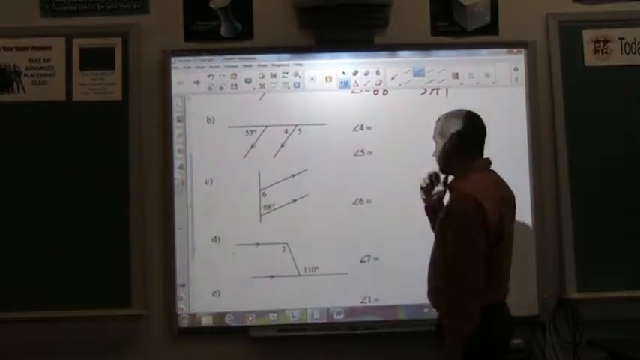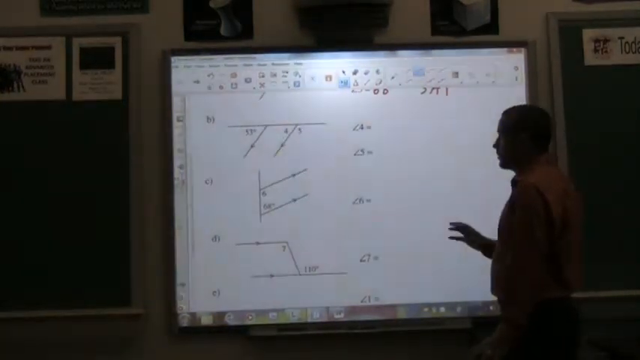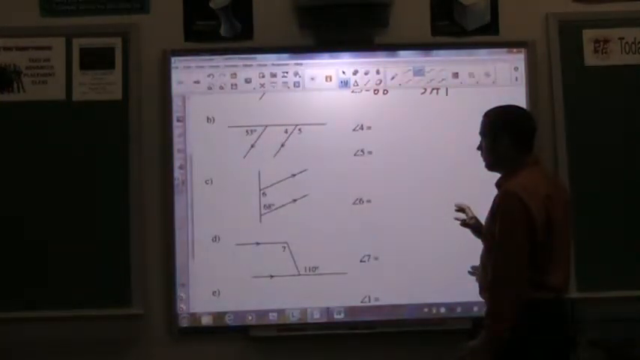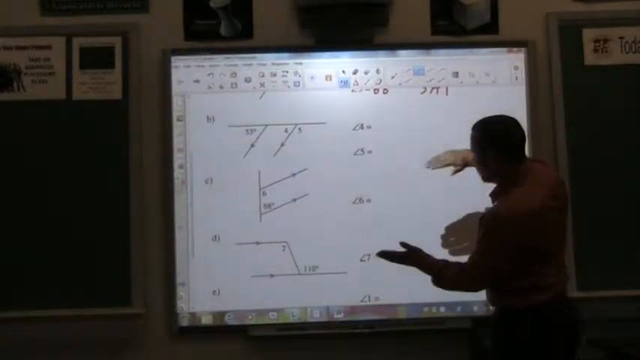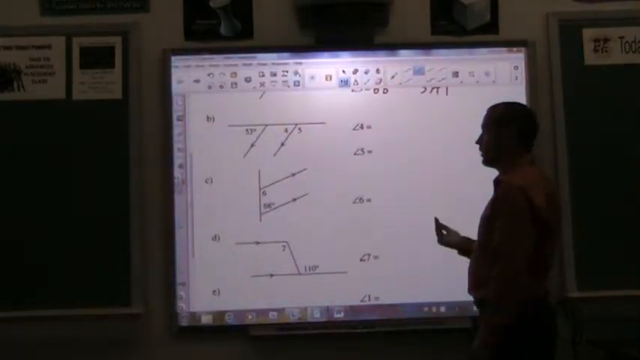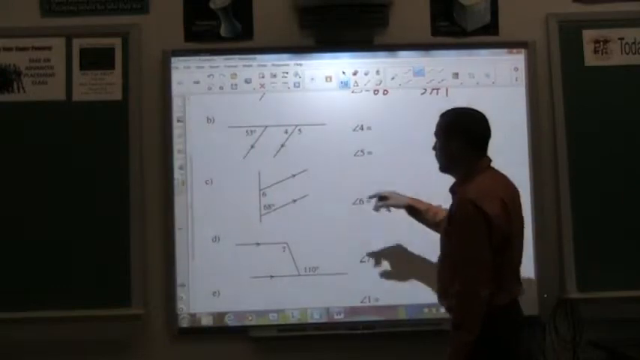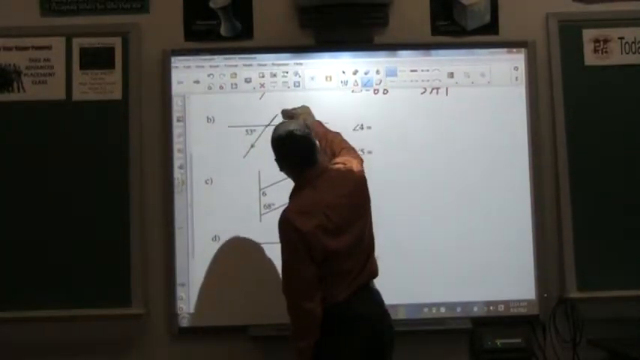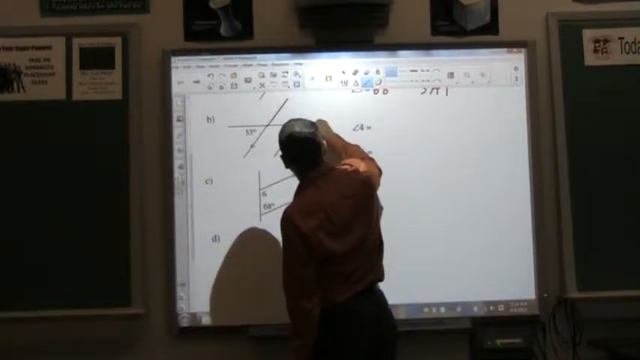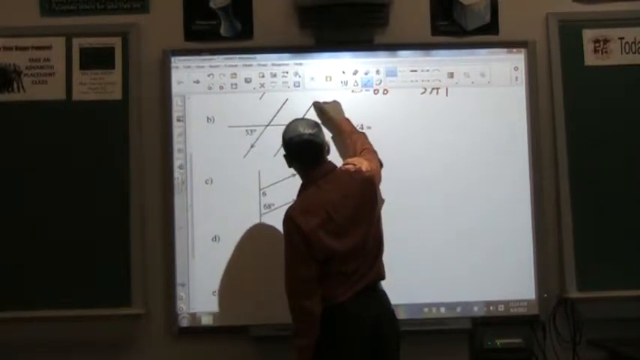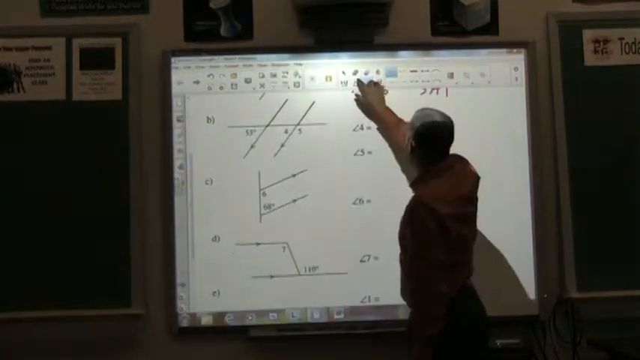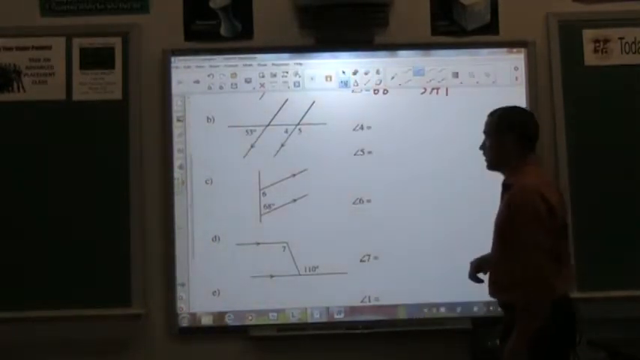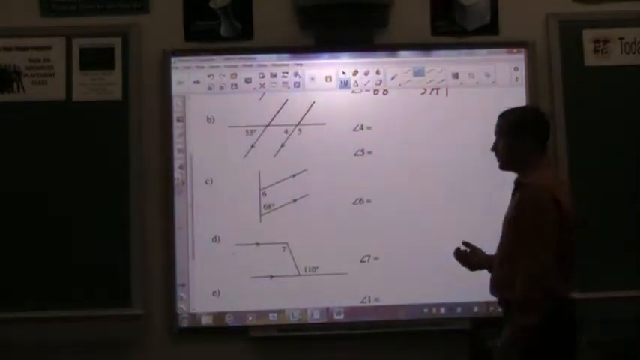Next. So this one's a little hard. They've twisted it compared to what we're normally used to, okay? And they've cut the lines off. Anytime I see a cut off line, I like to just extend it myself. And then it looks more like what we're used to. Now it looks like normal.